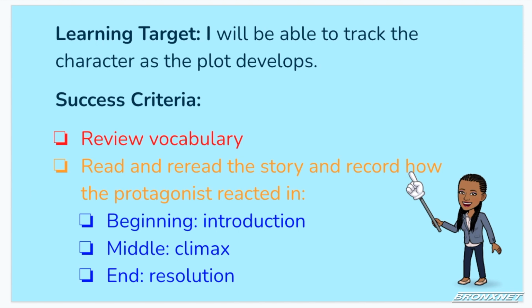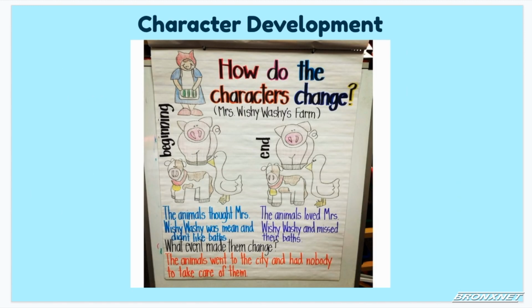So today we're going to be looking at our story in terms of the beginning, middle, and end. But don't forget, we said we're going to look at how our character develops. How does that character change throughout the story? So the first thing we would do is look at how the characters were in the beginning. Then we would look at how that character was in the middle, and then look at the character how they were at the end.